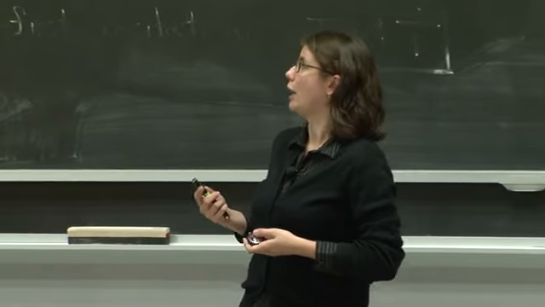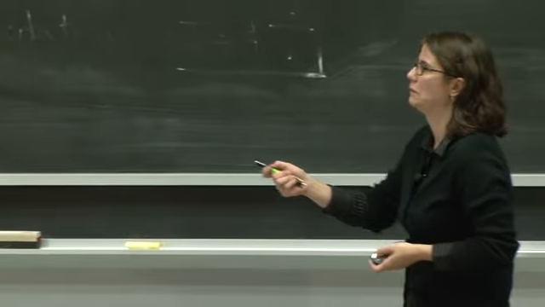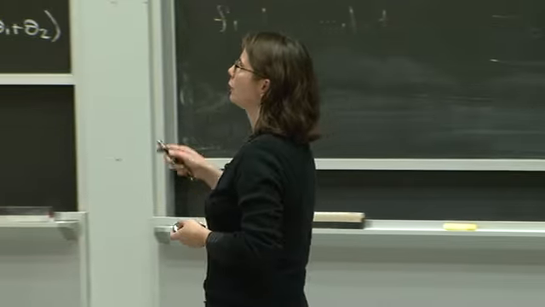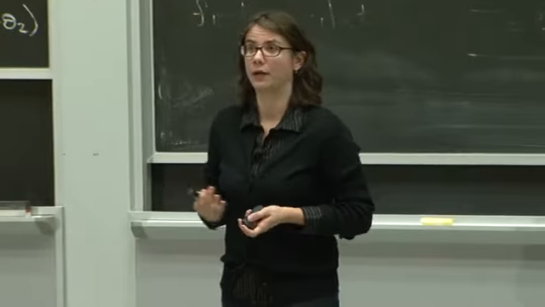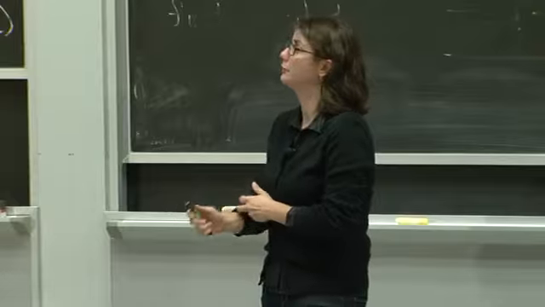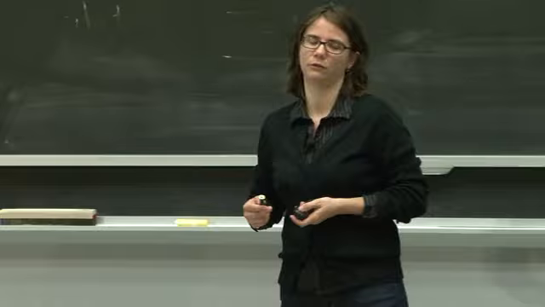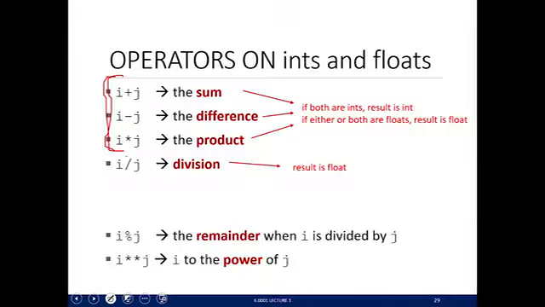And these are some operators you can do on ints and floats. There's the typical ones: addition, subtraction, multiplication, and division. For the first 3, the type of the answer that you get is going to depend on the type of your variables. If both of the operands are integers, then the result you're going to get is of type integer. But if at least one of them is a float, then the result you're going to get is a float. Division's a little bit special in that no matter what the operands are, the result is always going to be a float.